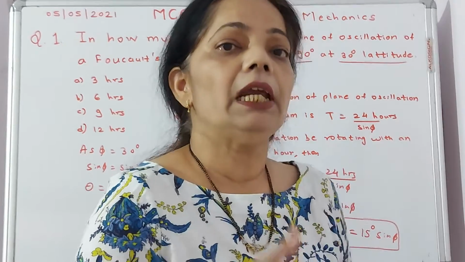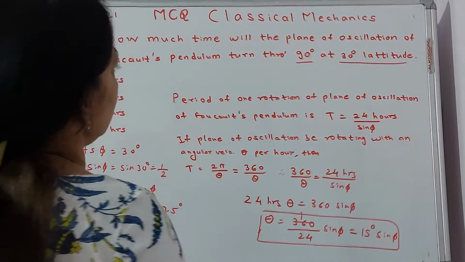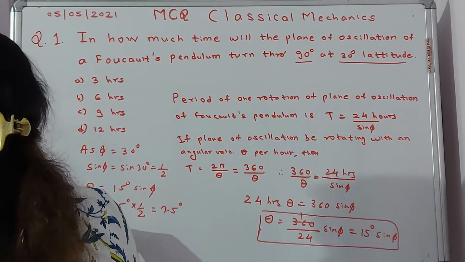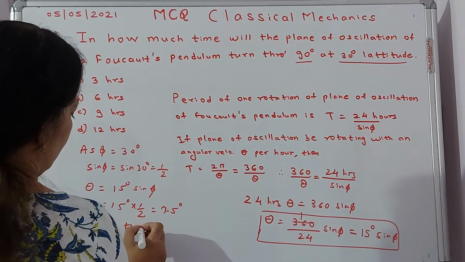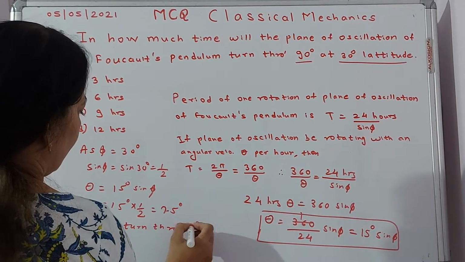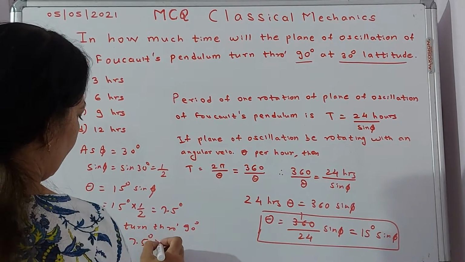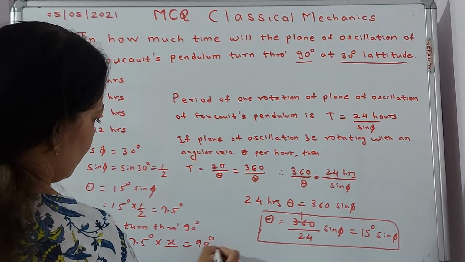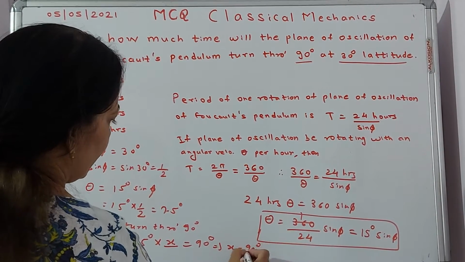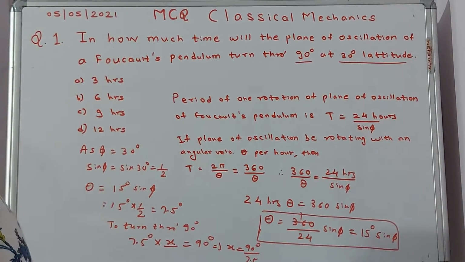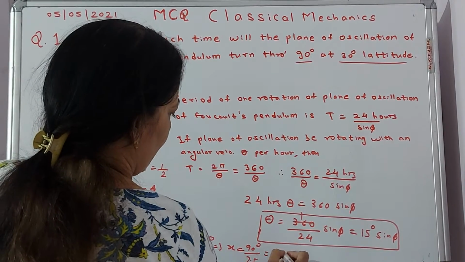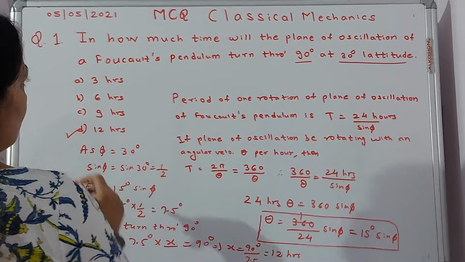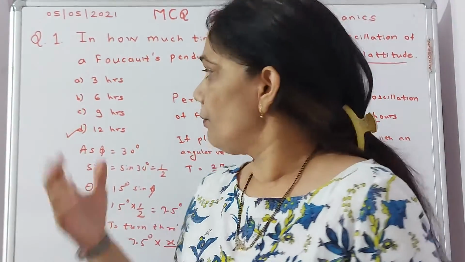Now I need to check how many hours will be required for the plane of oscillation of Foucault's pendulum to turn through 90 degrees. I have to do 7.5 degrees into how many hours to get to 90 degrees, right? If I say this is x hours, then x hours is equal to 90 degrees by 7.5. If I do so, I will get exactly 12 hours. Therefore, to turn through 90 degrees, I am going to need exactly 12 hours in the case of Foucault's pendulum. This is the way we can solve the problem.